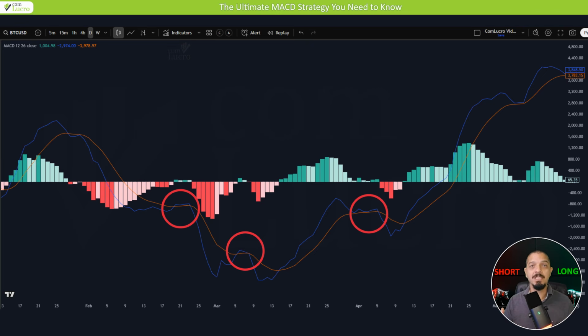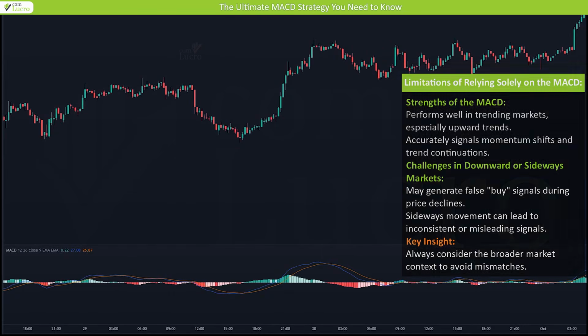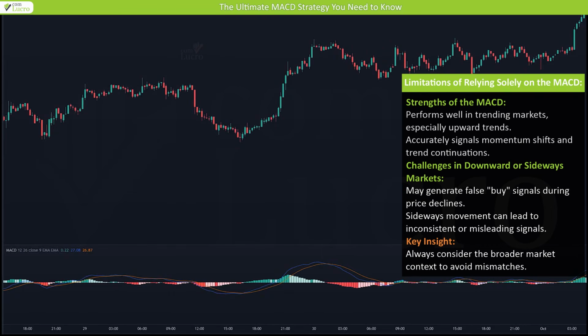While the MACD is incredibly simple and effective, many traders face challenges because they rely on it in isolation. Combining the MACD with other tools or indicators can significantly improve accuracy and help avoid false signals, which we'll explore next. Let me explain why relying solely on the MACD can sometimes lead to problems.